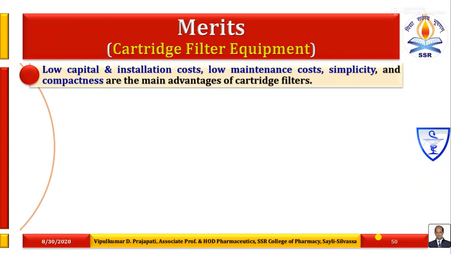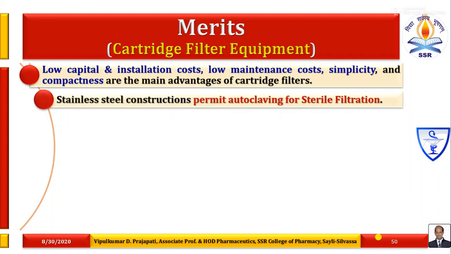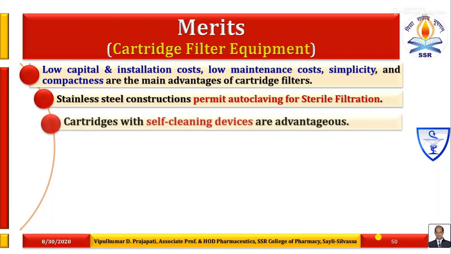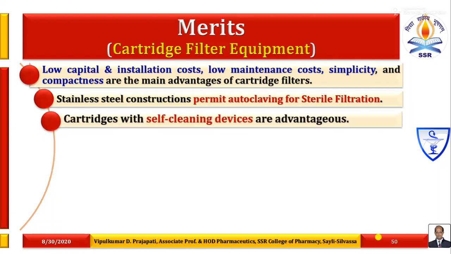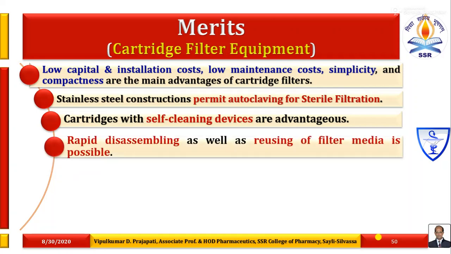First, low capital and installation cost, low maintenance cost, simplicity and compactness are the main advantages of cartridge filters. Stainless steel construction, hence it permits autoclaving for filtration, sterile filtration. Cartridges with self-cleaning devices are advantageous. Rapid disassembling as well as reusing of filter media is possible.